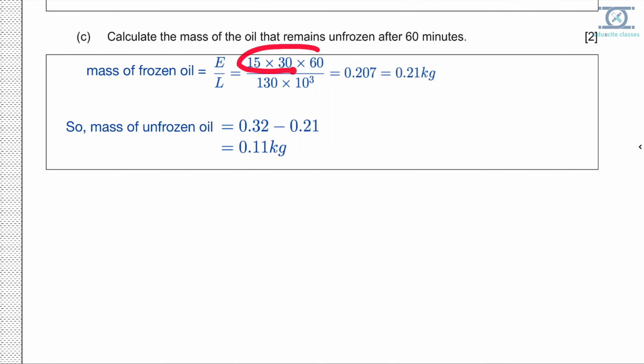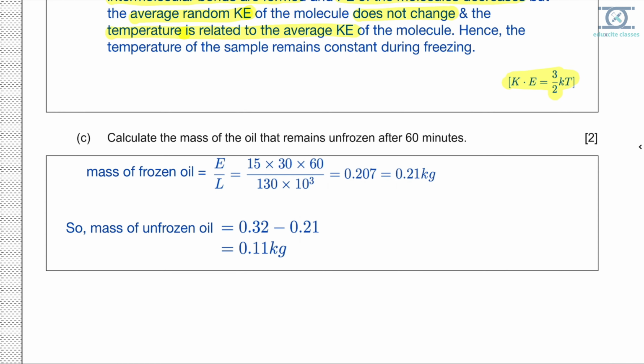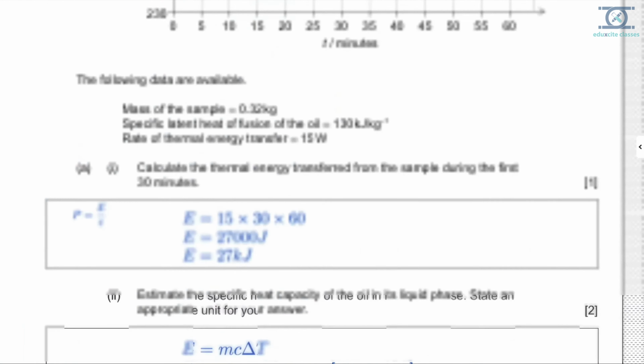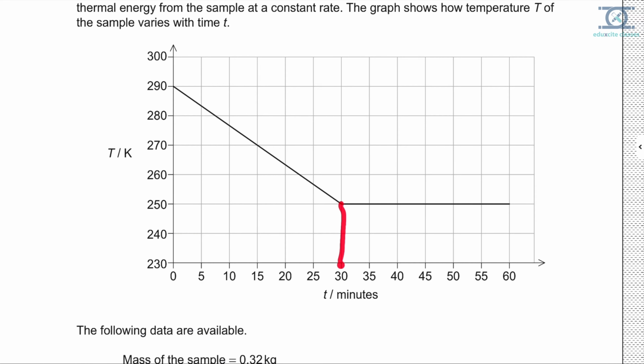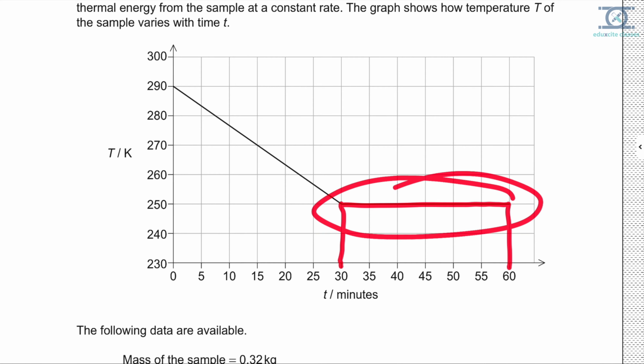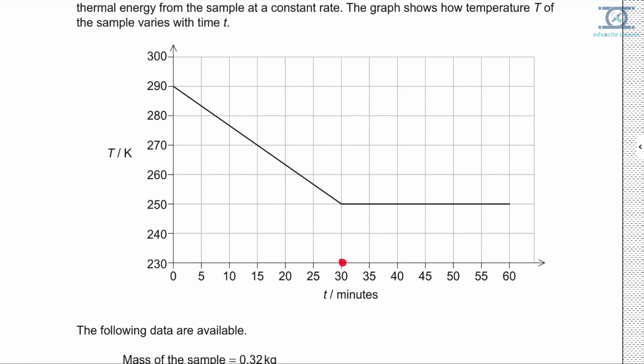So energy supplied in 60 minutes, again power into time, power is 15, time is. This is the mass of the frozen oil, that is, this time we have to take this duration because this is the time over which the change of phase takes place. So this is 30 minutes.